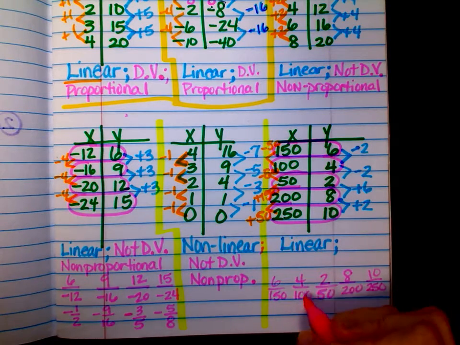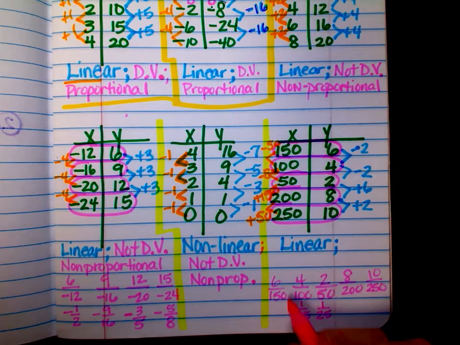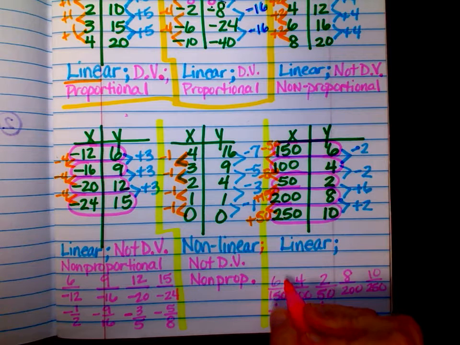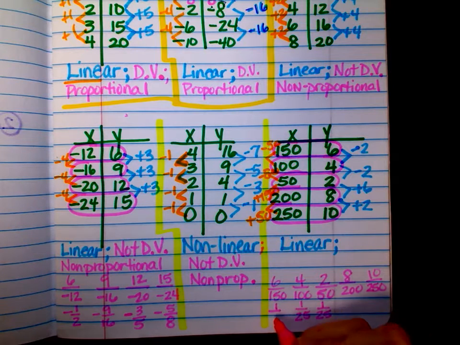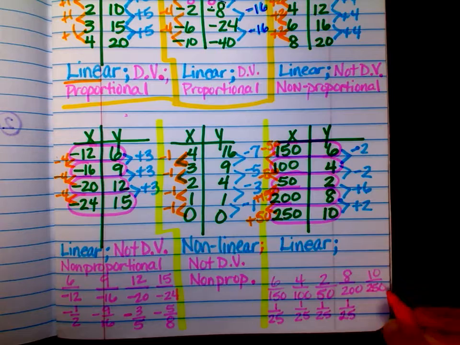So 4 over 100 is pretty easy right there. That's going to be 1 over 25. 2 over 50 is also pretty simple. These take a little bit more work, but when you divide these as well, by 6, you can divide 6 by 6, you get 1. 150 divided by 6 will make 25. 8 and 200 will also simplify because 8 goes into 200 25 times, and so that will make 1 over 25. And then 10 over 250 makes 1 over 25.